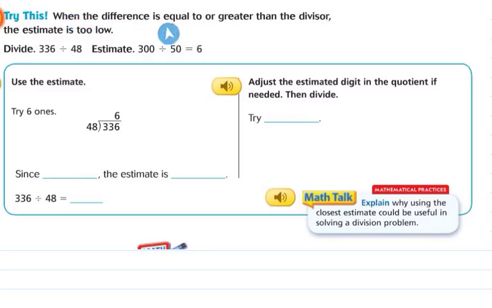When the difference is equal to or greater than the divisor, we know that the estimate is too low. So we are going to divide 336 divided by 48, and we did our estimate to be 300 divided by 50, which is equal to 6. And just to remind everybody, we built and expanded that estimate from 30 divided by 5 is equal to 6. And also you can see that this is related to a multiplication fact: 6 times 5 is equal to 30.